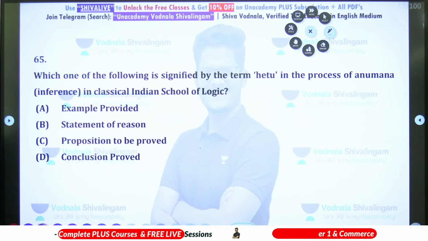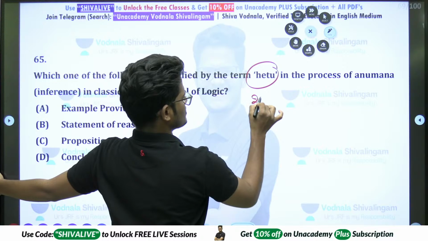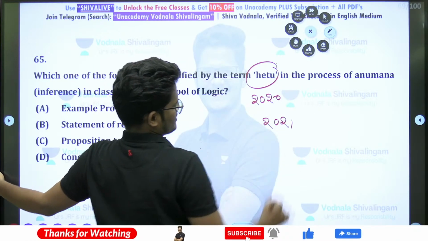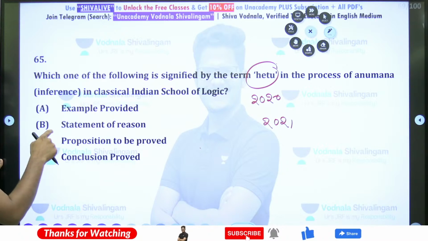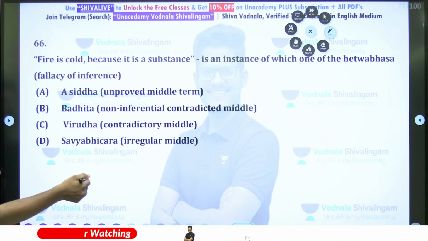Option number B is the given answer. Statement of reason. Which of the following signifies hetu? This is also repeated in 2020, 2021. This is a 2019 question which you are doing, but the same question was repeated in 2020 and 21. Statement of reason is a hetu.